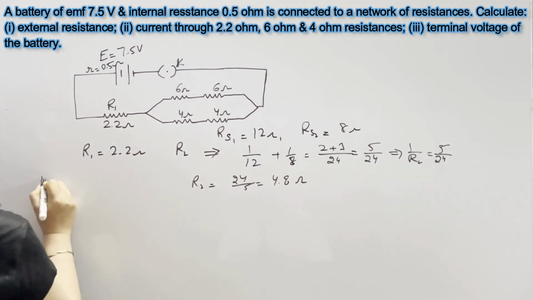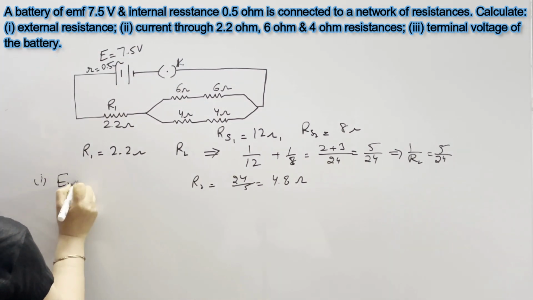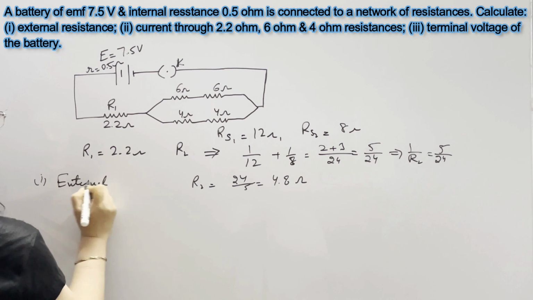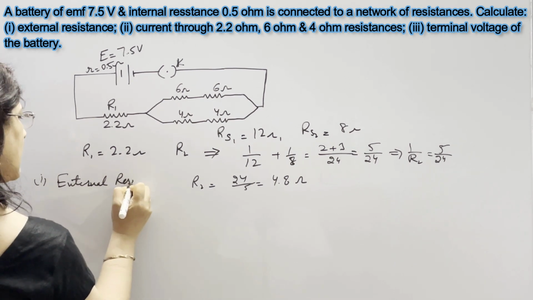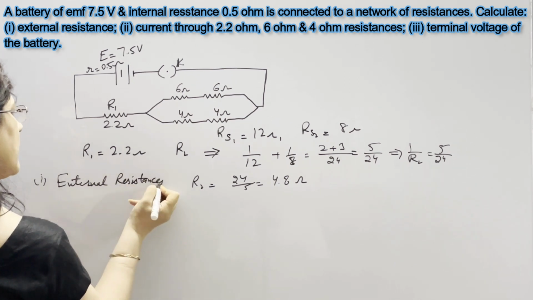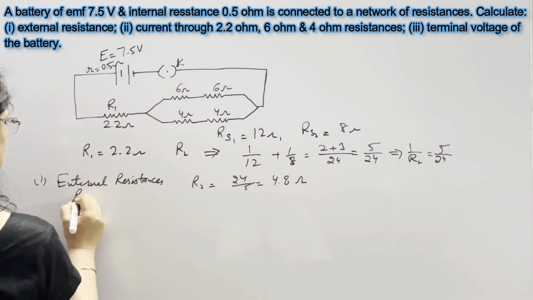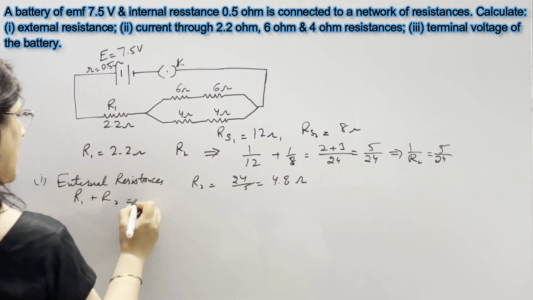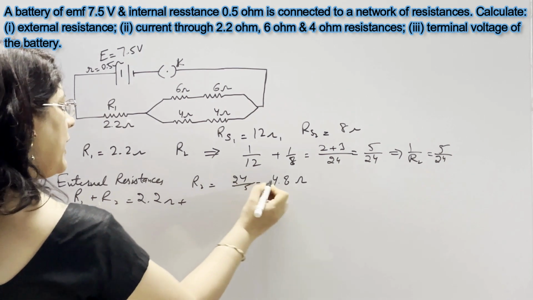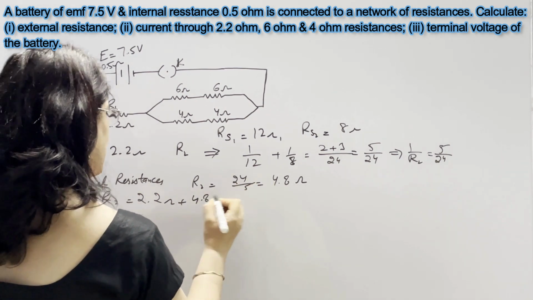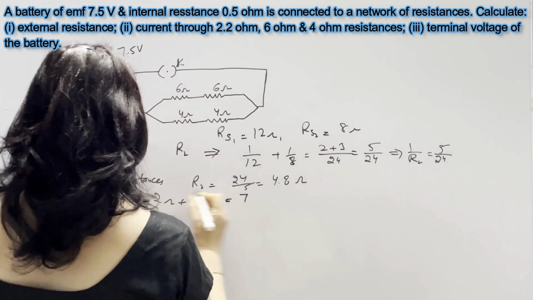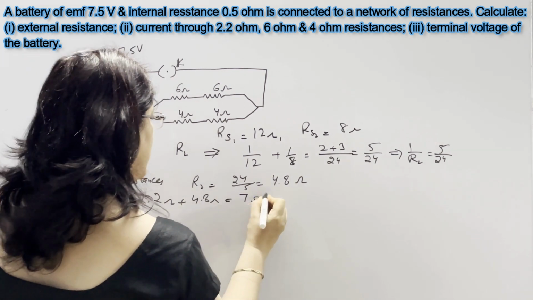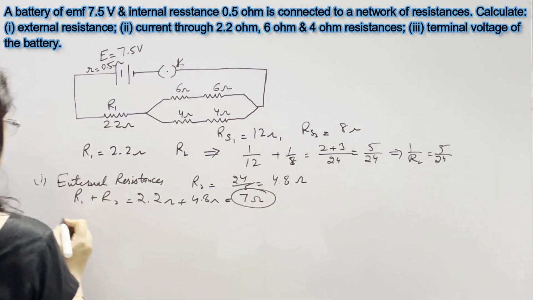Now our first part is the external resistance in the circuit. It means the external resistance of these two, series and parallel combination, R1 and R2. R1 is 2.2 ohm and R2 is 4.8 ohm. So the total combination of these external resistances is 7 ohm. So the answer of the first part is 7 ohm.